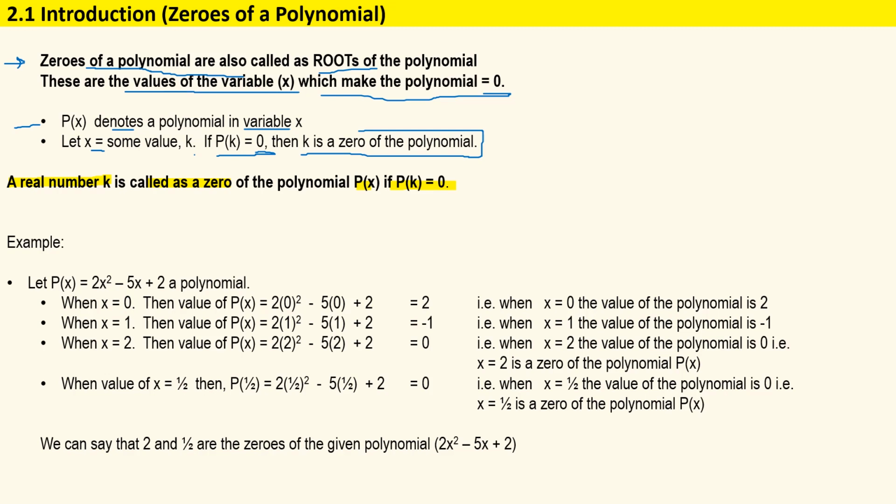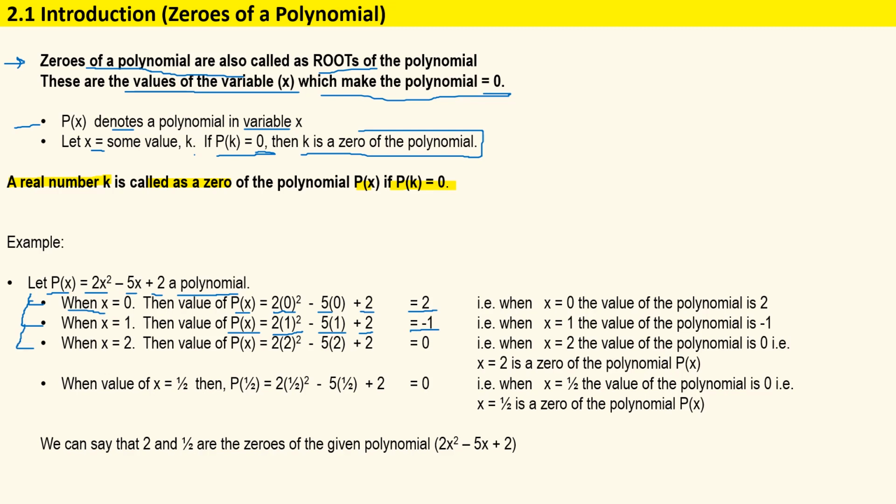Let's take an example. Let's say p(x) is equal to 2x square minus 5x plus 2 is the given polynomial. And now let's start placing different values of x in this. Let's start with x is equal to 0. Then the value of p(x) becomes 2 multiplied by 0 raised to power 2 minus 5 multiplied by 0 plus 2, which is equal to 2. And when x is equal to 1, the value of p(x) becomes 2 multiplied by 1 square minus 5 multiplied by 1 plus 2, which is equal to minus 1.